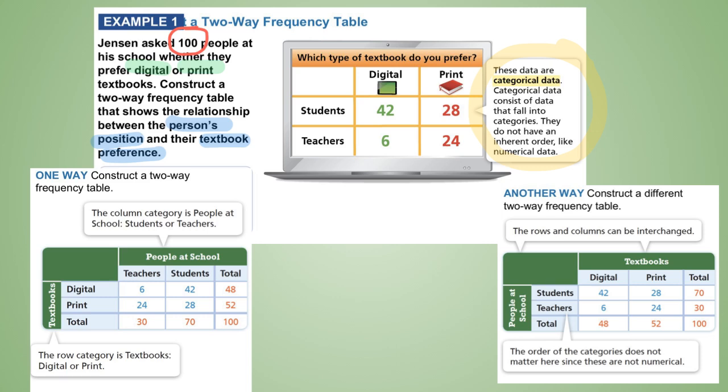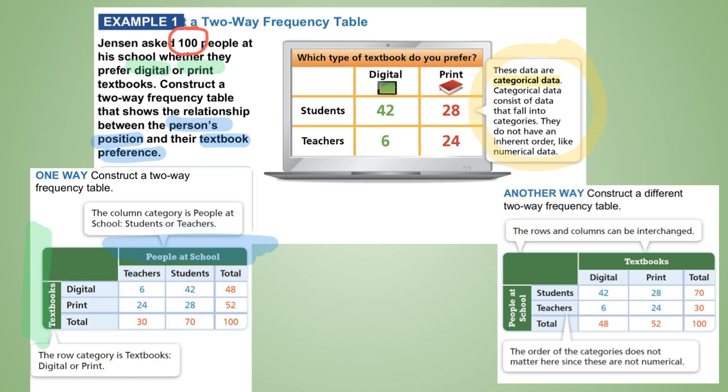All right, so one way to construct a two-way frequency table is to take the person's position right here. So at school, we have teachers and students, and we're going to compare it to what kind of textbooks they want, digital or print. Notice that I found those labels right up in the problem. And then I took my data and I put it into my two-way frequency table.